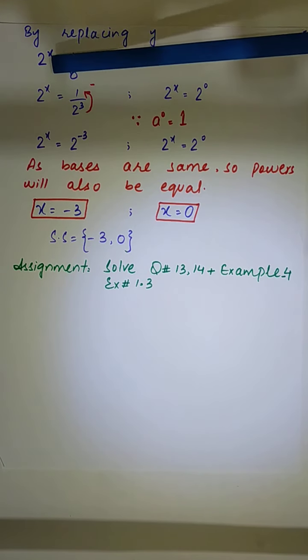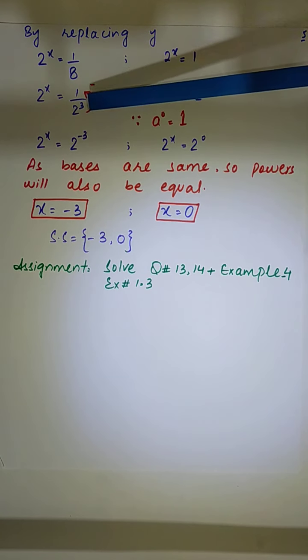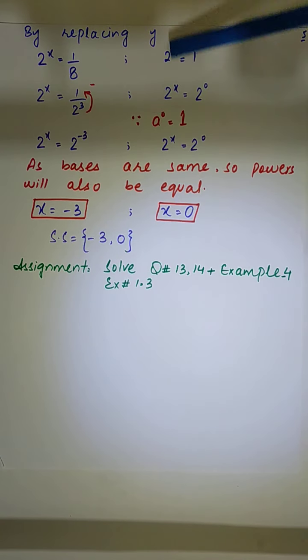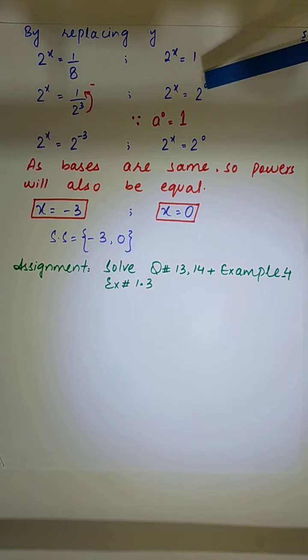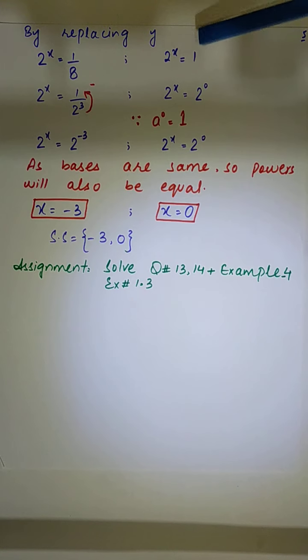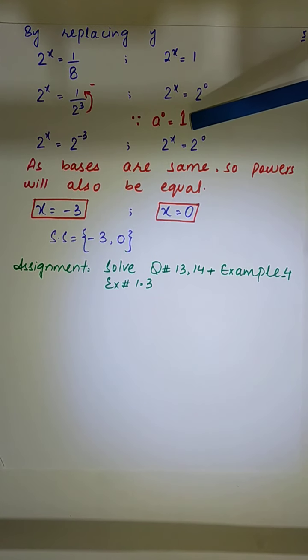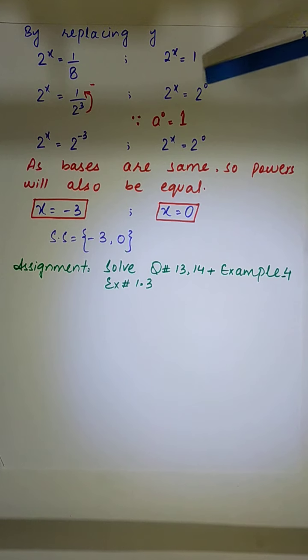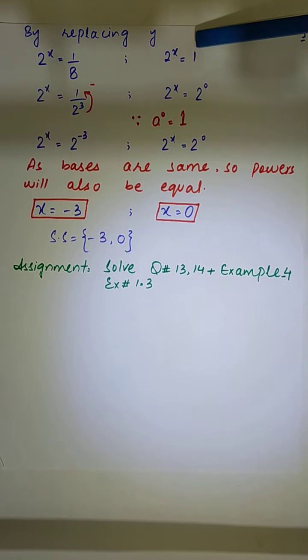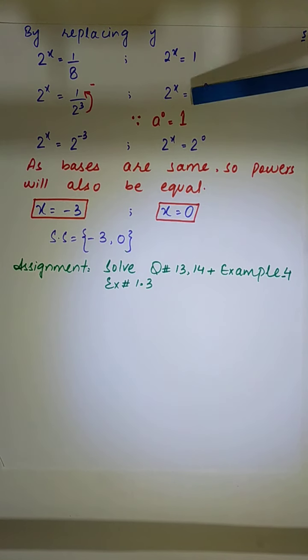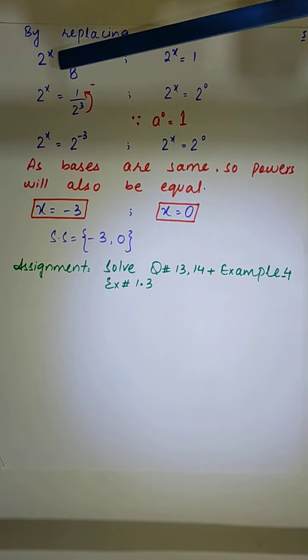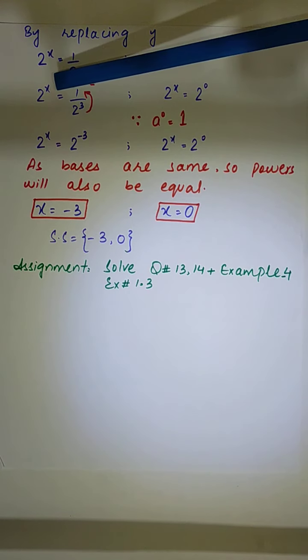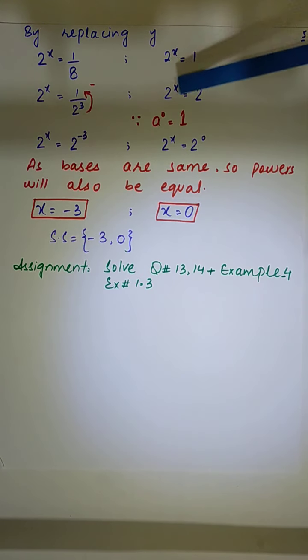So we will write 2 raised to power x is equals to 1 by 2 raised to power 3. And here 2 raised to power x is equals to 1. So we will think what we can put here in place of 1. We know that any number with power 0, the answer is always 1. So we will put 2 raised to power 0. So we can write 1 as 2 raised to power 0. And this becomes 2 raised to power x is equals to 1 by 2 raised to power 3, and here 2 raised to power x is equals to 2 raised to power 0.